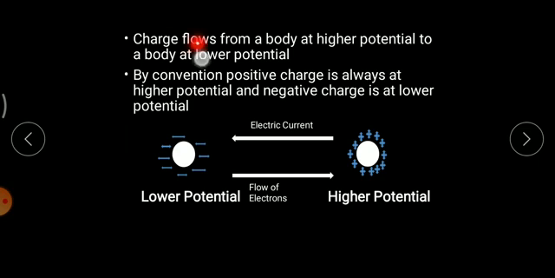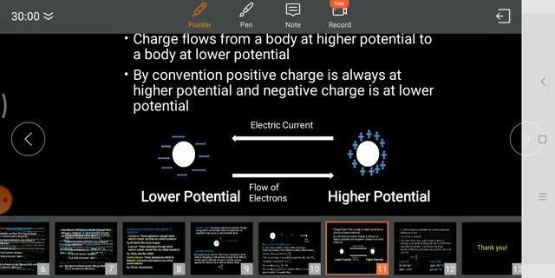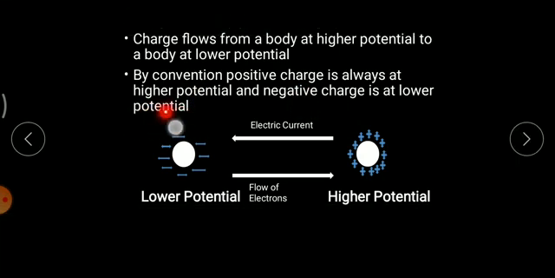Now, charge flows from a body at higher potential to a body at low potential. Now always remember, charges always flow from a body of higher potential to a body of low potential. As per the convention, positive charge is always at higher potential and negative charge is always at low potential.